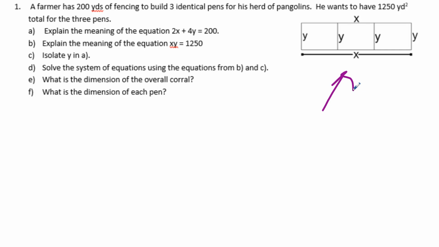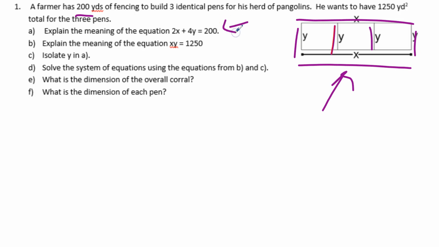Well, again, we're told that we have 200 feet of fencing to use to build this shape on the right. Now, I know that I need to have a bottom and a top to the pens, and I need 4 walls to divide the little rectangles, correct? Well, if you think about this, these lengths all have to add up to 200. So the 2x plus 4y, that represents all of the lengths that will make the side walls of these pens, right? And since I only have 200 yards of fencing, that's why it equals 200.